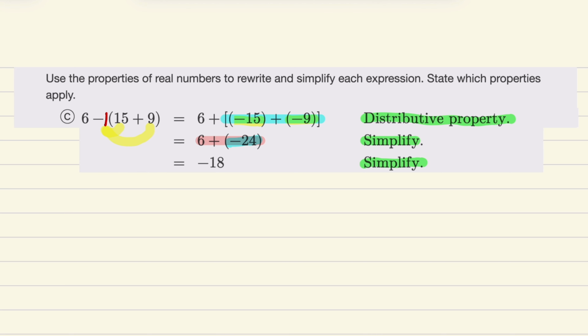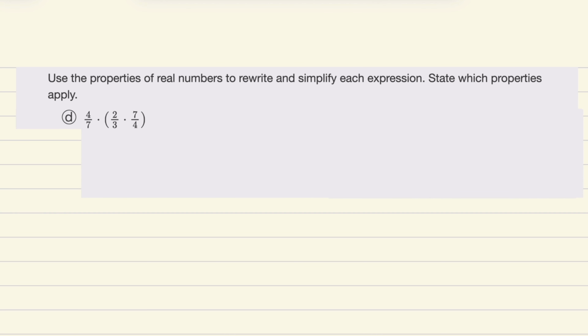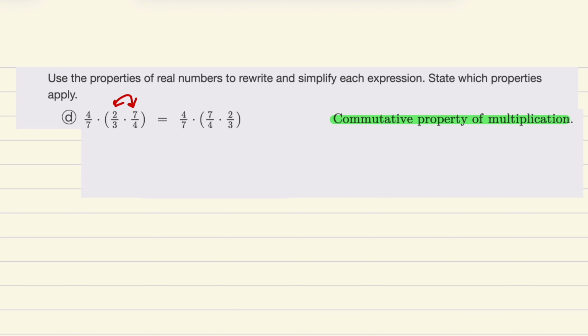We can move on to D, where we had these fractions being multiplied, and I can see that the second and third are grouped together. And I also notice that this 4/7 and 7/4, when I multiply, those are reciprocals. So let's see if we can move things around. First, just switching the order of what's being multiplied inside the parentheses moves that 7/4 closer to the 4/7. And we can do this because of the commutative property of multiplication.